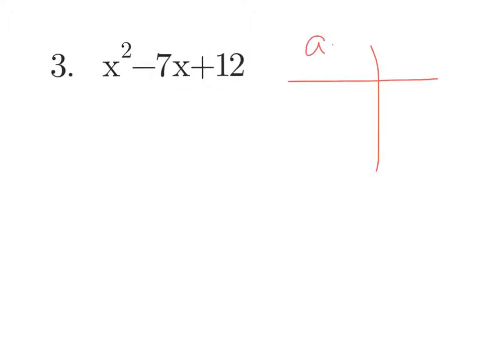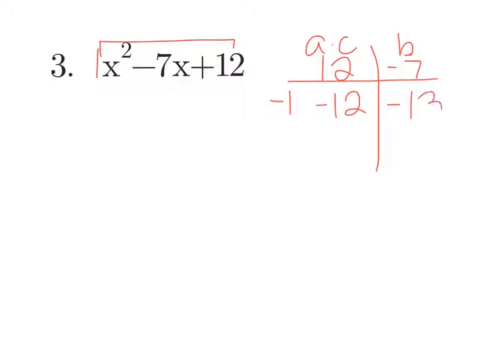So we have A times C and it equals B. Now remember, that A is a 1. So 1 times 12 is 12, and my B term is negative 7. Now here, I multiply to get a positive, but when I add them, I get a negative. So think about it. If I take 12 and 1, if I multiply them, I get a positive 12. But if I add them, am I going to get a negative answer? No. So that should tell you that you have two negatives here.